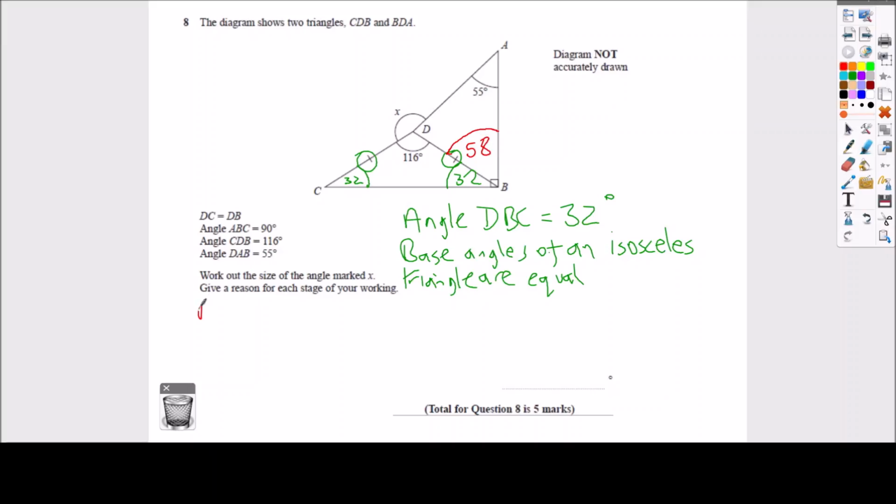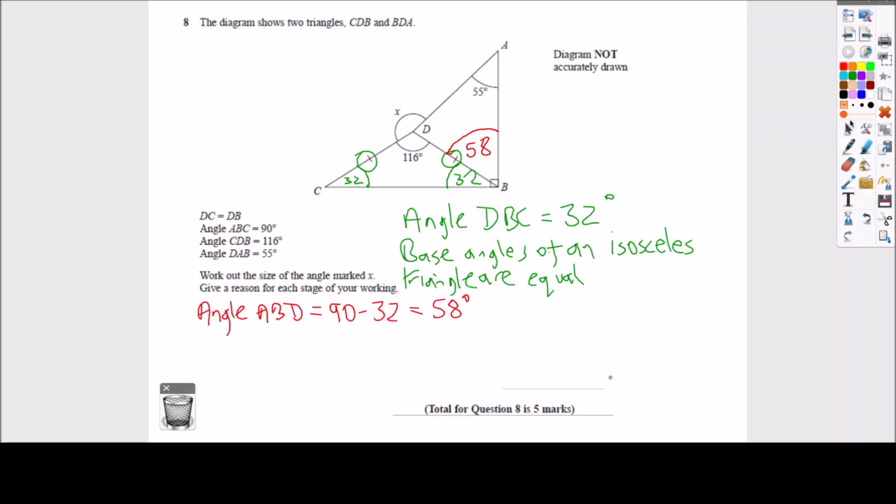So angle ABD equals 90 degrees, take away 32 degrees equals 58 degrees. I don't think we really need to say much more than that. We're clearly just taking it away from the 90 degrees.